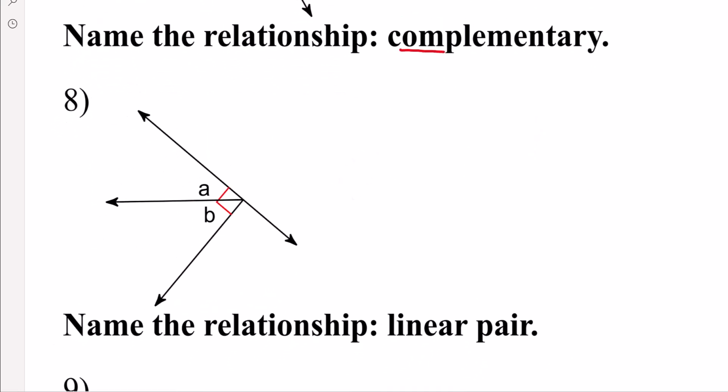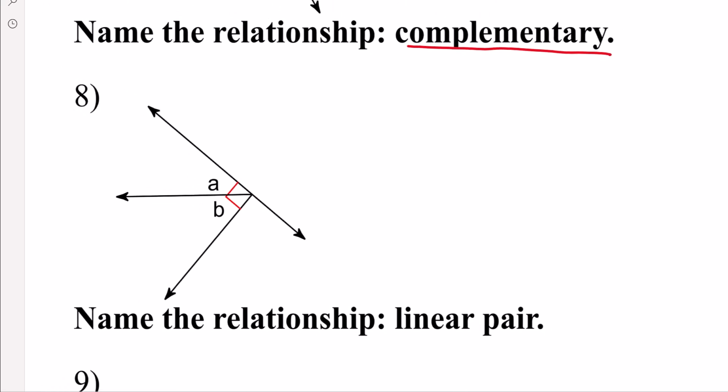Now we're going to talk about complementary. This is not the same type of complementary where you pay somebody a compliment. That's complimentary with an I. All right. So notice in complementary angles, at least in this instance, they share a ray. So angle A is adjacent to angle B.